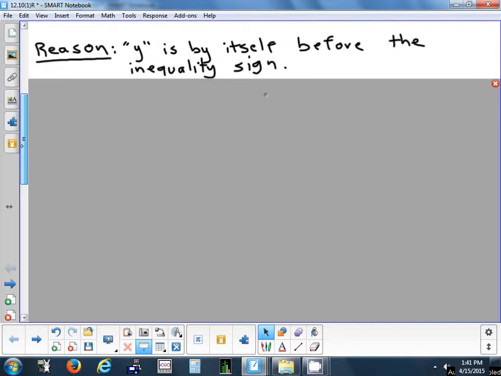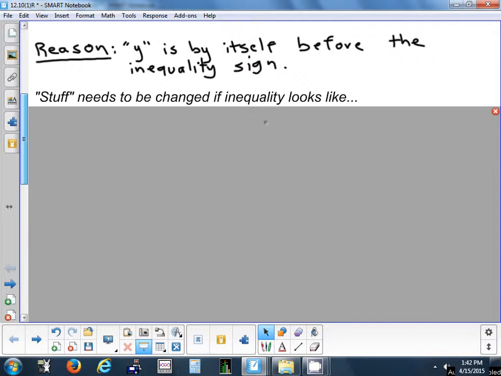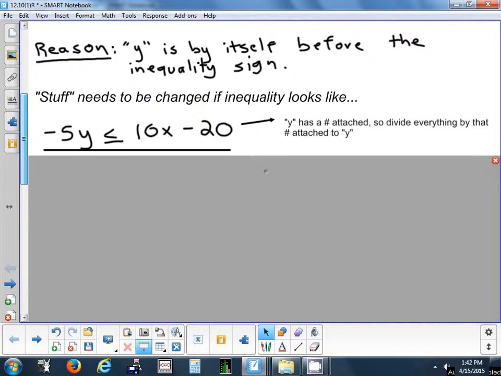I'll leave this up a little bit so you guys can see. Now, something might need to be moved around, maybe the x, maybe your number. Stuff's going to need to be changed if the inequality looks like this. Say you had negative 5y is less than or equal to 10x minus 20. We're not set to graph in that case. I know it says y on your sheet, but someone tell me, why can't I graph this? Y isn't by itself.